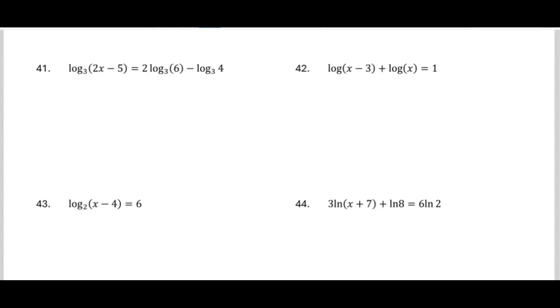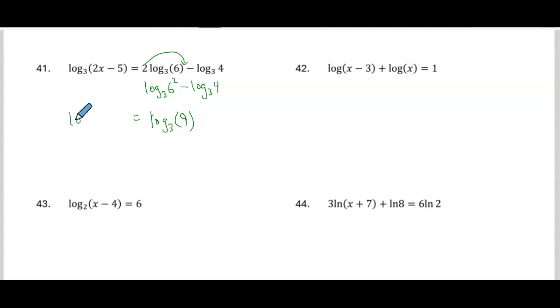All right, 41, I have logs on both sides. However, the one on the right side is not condensed yet. This 2 needs to become an exponent. The minus indicates that I need to make a fraction out of these log inputs. So it's a single log at this point. And I'm going to have 36 from the 6 squared divided by 4. So log 3 of 9.